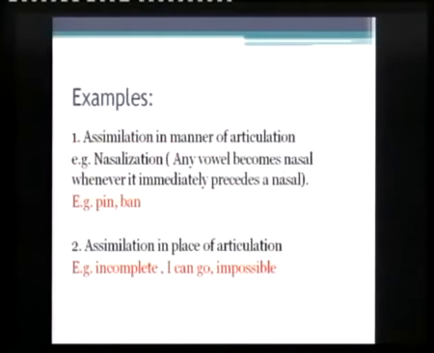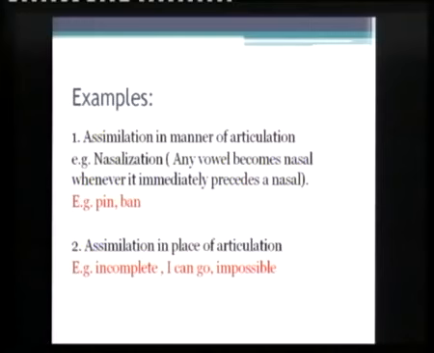Look at this. Assimilation in manner of articulation. This is one kind of assimilation, okay? It means the manner of articulation of some consonants is affected by the manner of articulation of other consonants. So the manner of articulation, for example, in the word seen. Do you remember the n? What is the manner of articulation of the sound n?